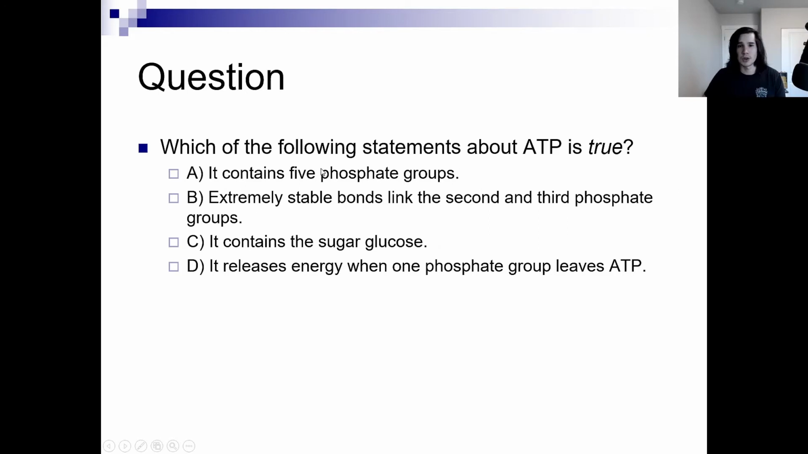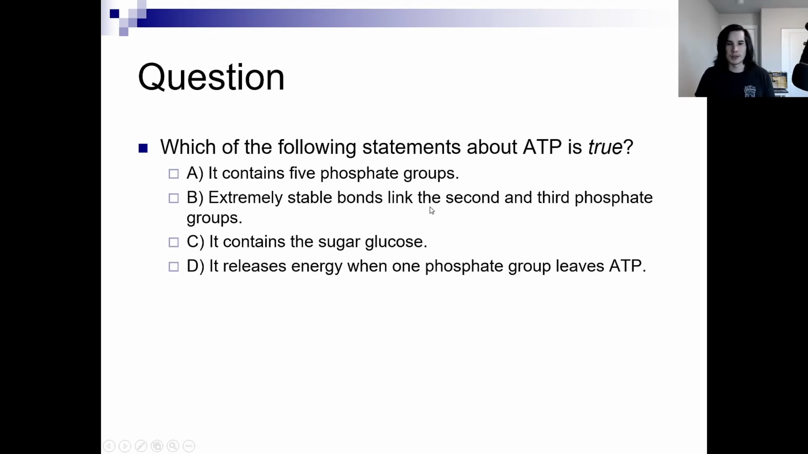Okay, so which of the following statements about ATP is true? Let's start from the bottom. It releases energy when 1 phosphate group leaves ATP. Oh, well, that's the correct one. It contains a sugar group glucose. That's false. It contains ribose.